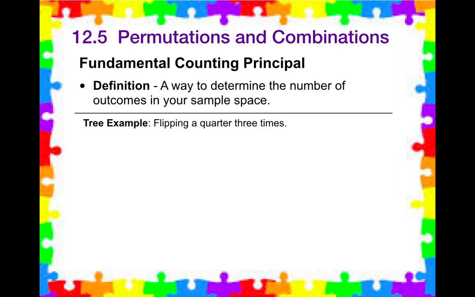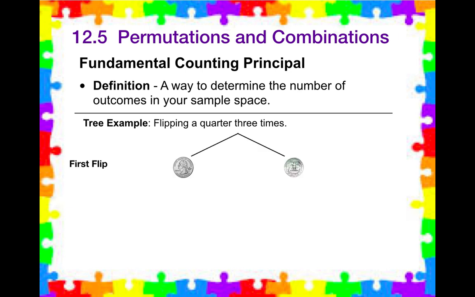There's this thing called the fundamental counting principle, and it is a way that we use to come up with all the outcomes in your sample space. So let's try a tree example, flipping a quarter 3 times.